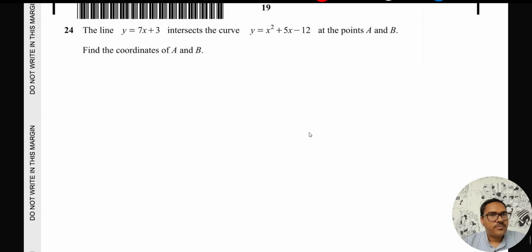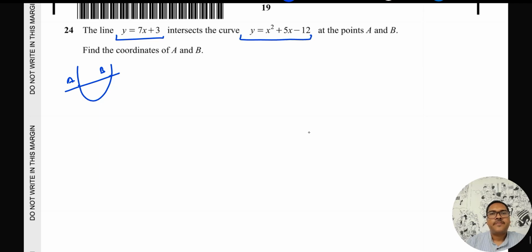And the last question of the paper: if this line intersects the curve at A and B, find the coordinates. Basically, if these two are intersecting at A and B, you have to just calculate the coordinates of A and B. So to find the coordinates, you have to solve these two equations simultaneously. So how will you solve simultaneous equations? Eliminate y. So y is equal to this. So I can say 7x plus 3 will be equal to x square plus 5x minus 12, because at the point of intersection, both the y coordinates will be same.